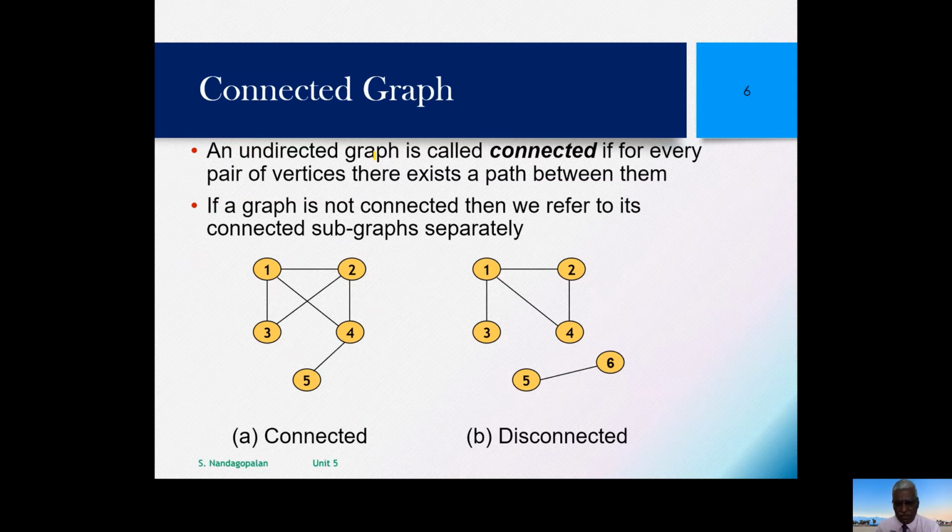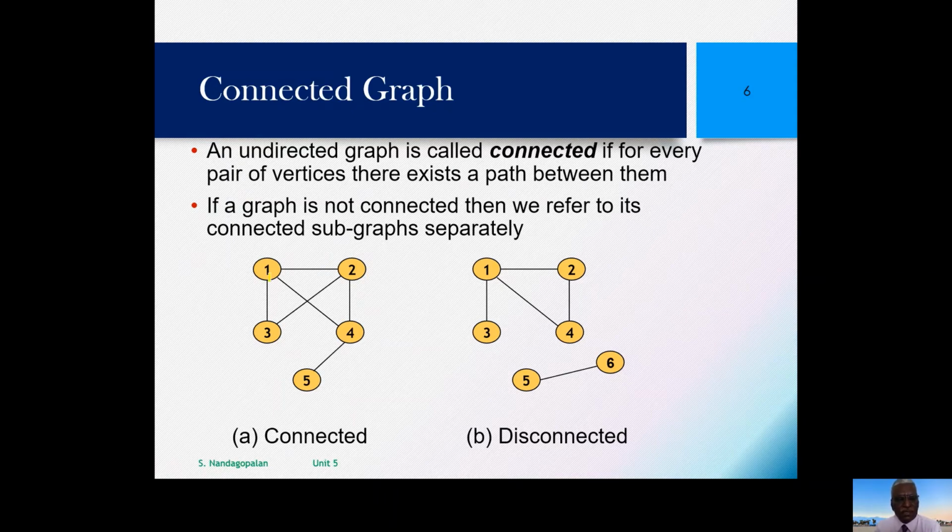as the example, if you are given, so we can actually show two ways by which the connectivity issue is mentioned. For instance, this figure which is shown in A is called as connected. Why? Because there exists a path between every pair of vertices. There exists a path.